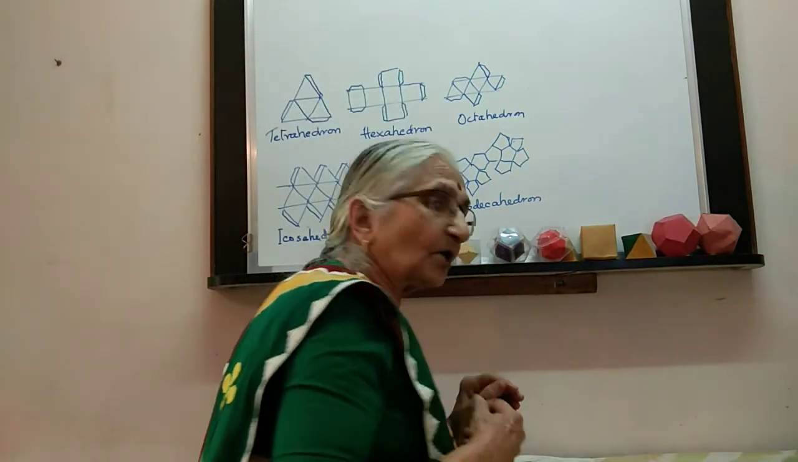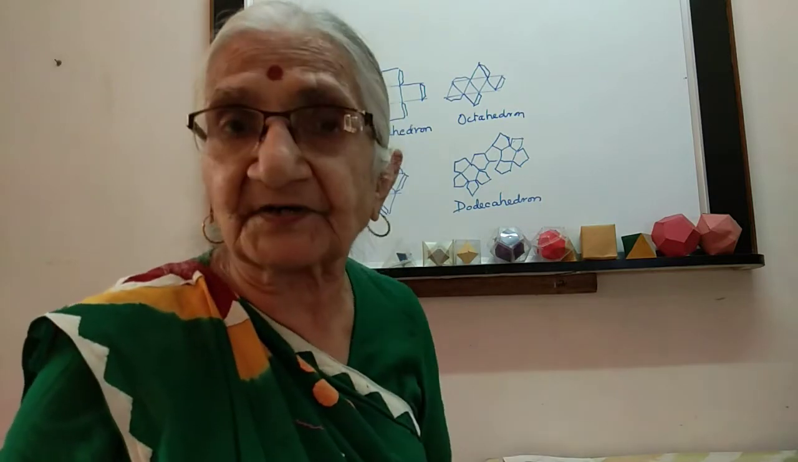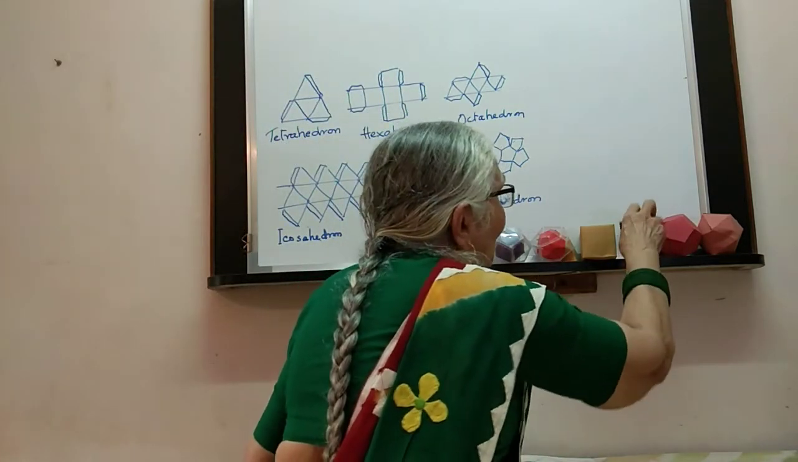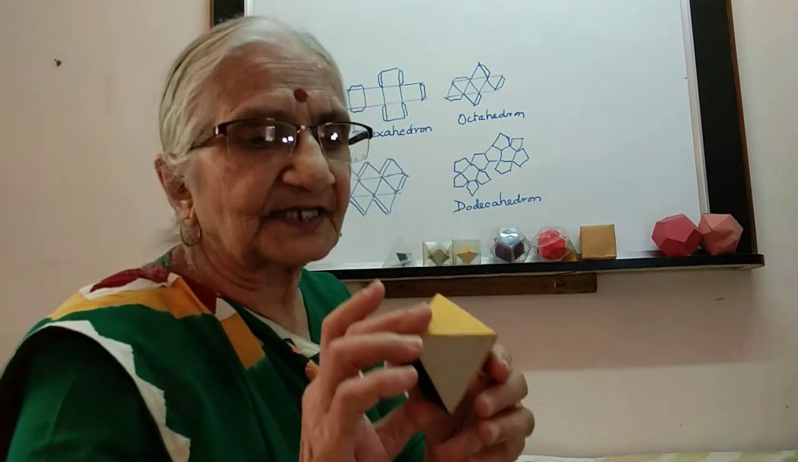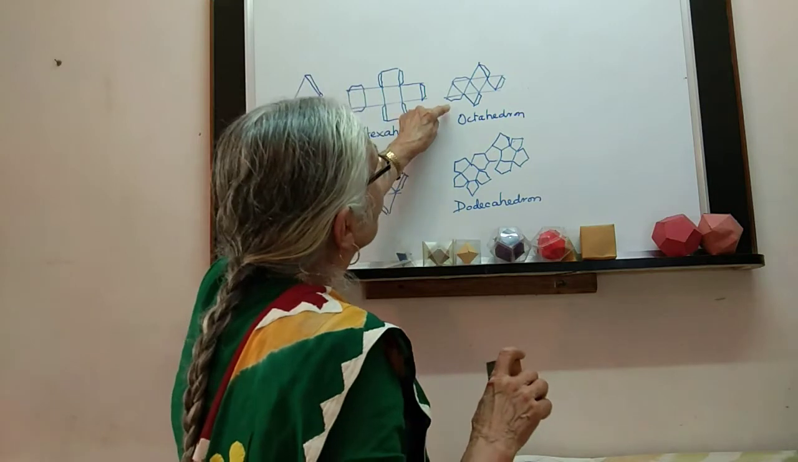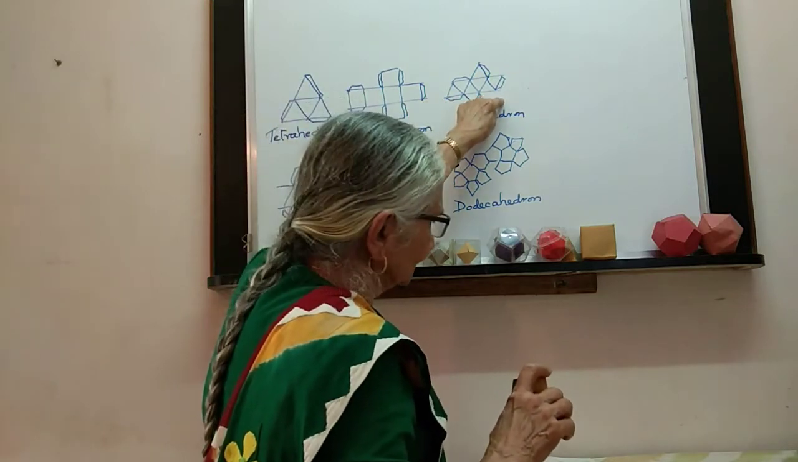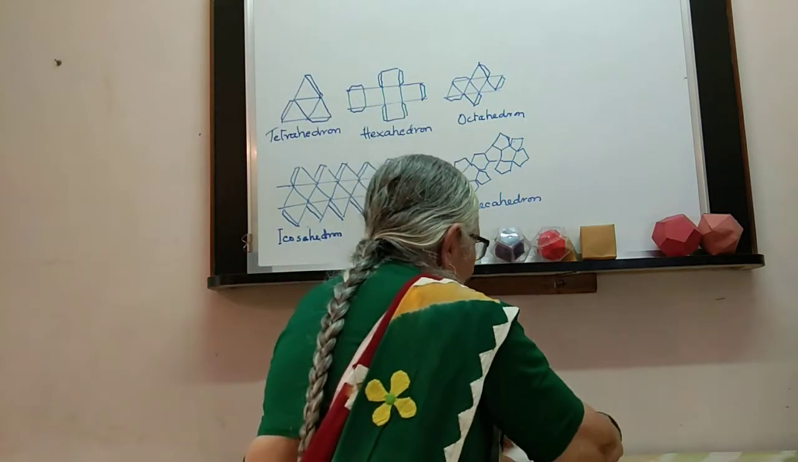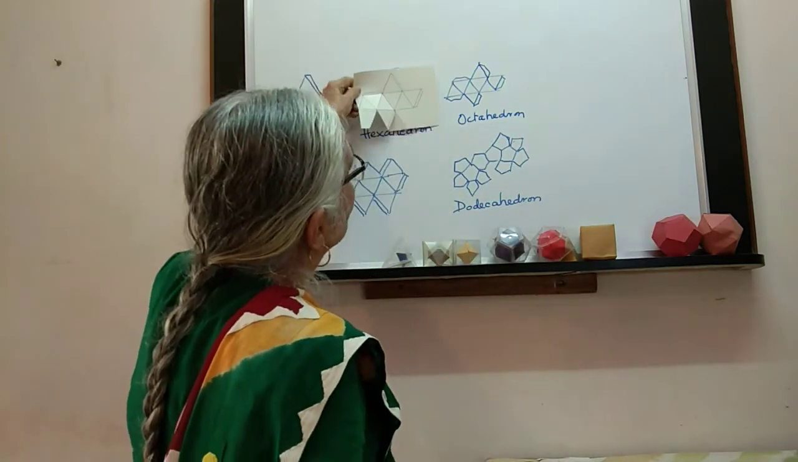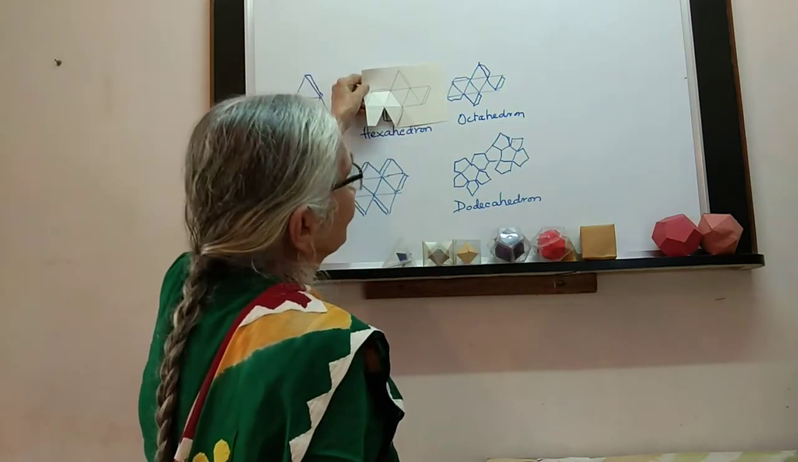The next thing is the octahedron. The octahedron has 8 faces. They're all triangular, equilateral triangles naturally. What we do is, we take the net like this, or here is the net, which I plan to show. So this is the net.